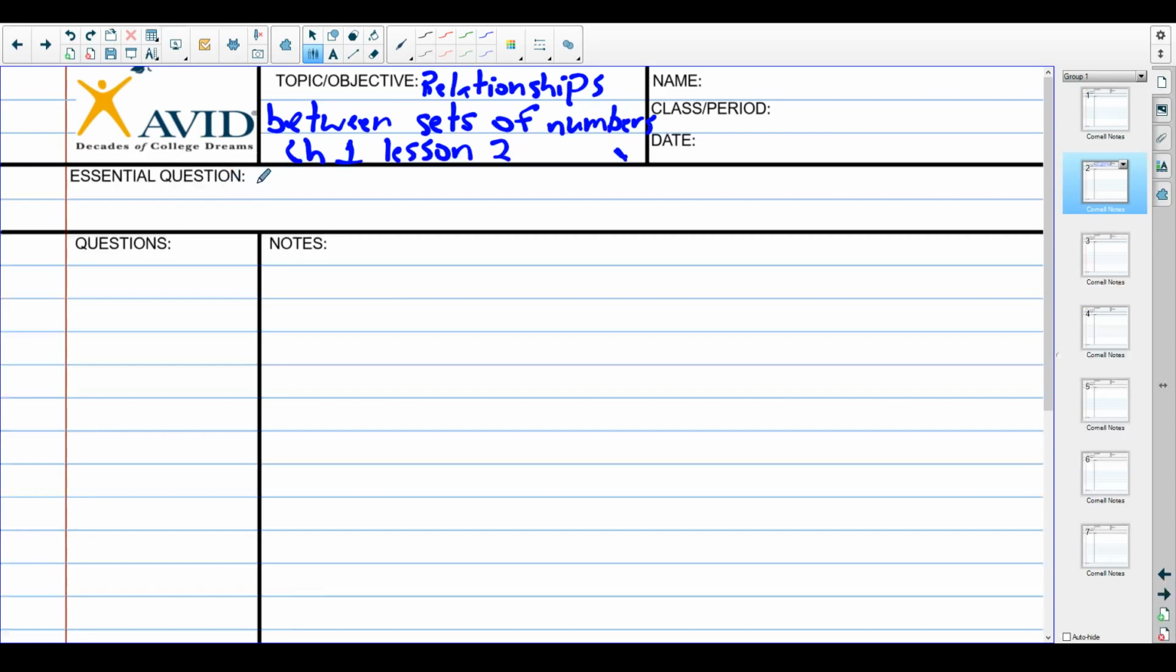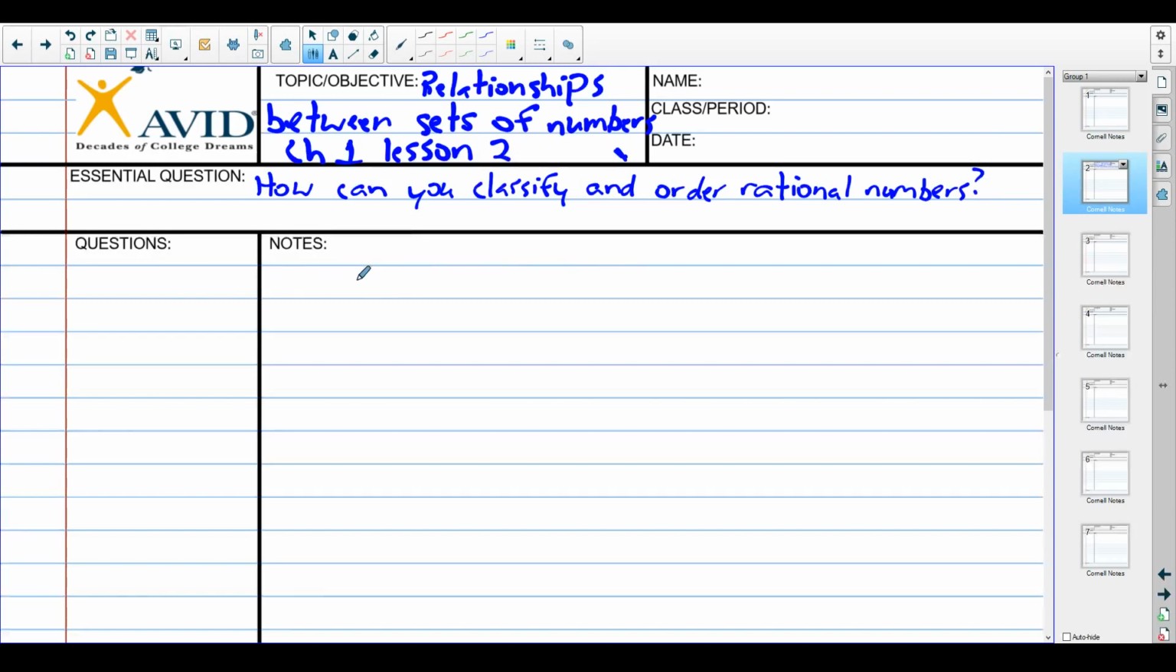So our essential question for a relationship between sets of numbers is, how can you, the person writing it, classify and order rational numbers? So if you can't answer that now, that's okay because we haven't done it, but by the end of the lesson, you should be able to at least have some idea how to answer this question. How can you classify and order rational numbers?